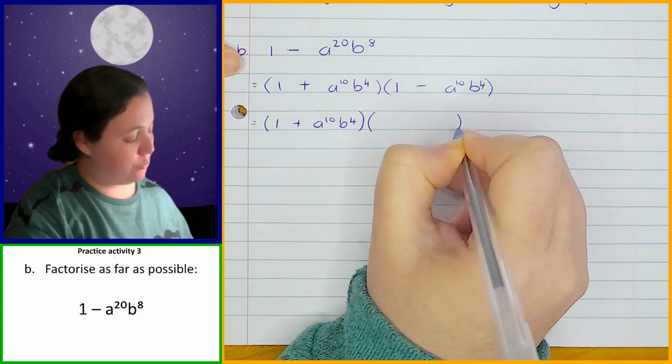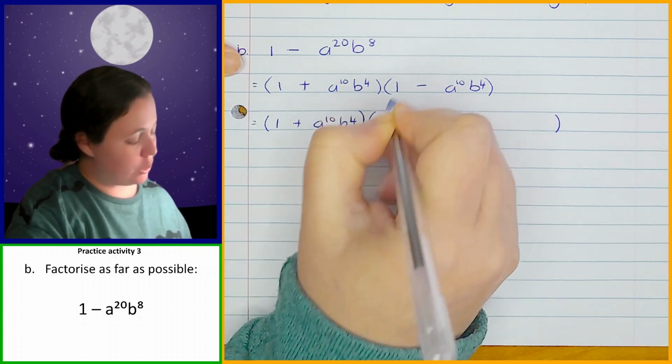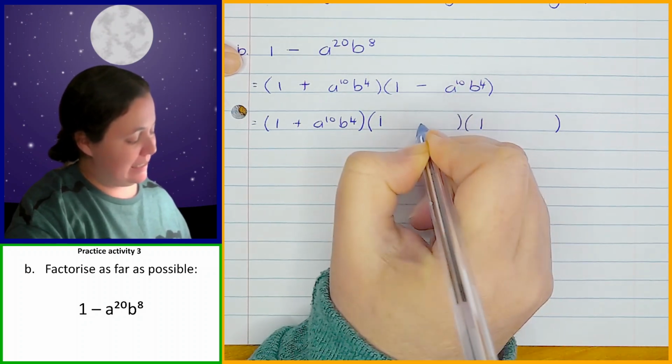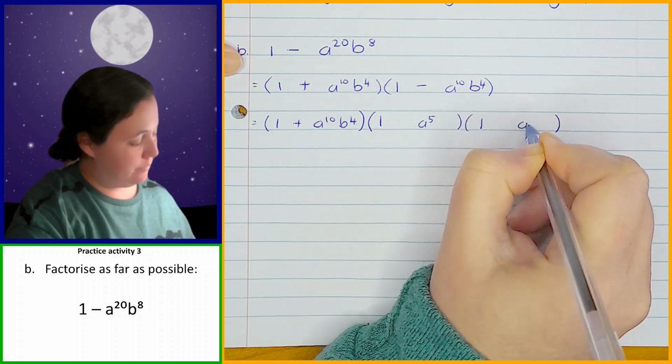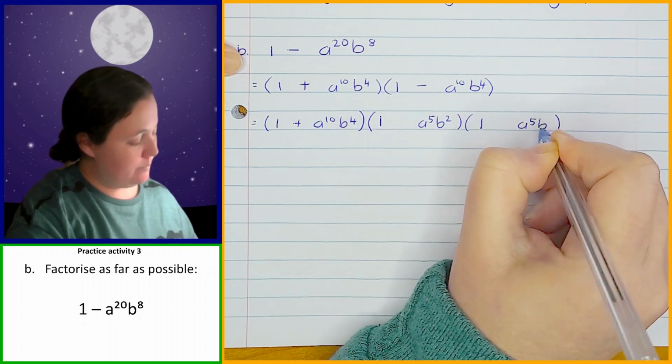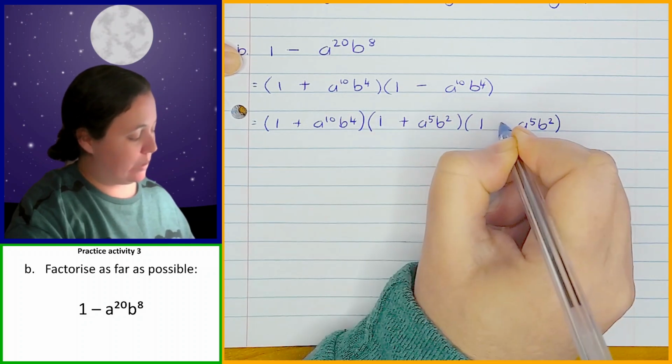Okay, then I open my new brackets over here. So I've got the square root of 1 again is 1. Then the square root of a to the power of 10 is a to the power of 5. And the square root of b to the power of 4 is b squared. And 1 gets a plus and 1 gets a minus.